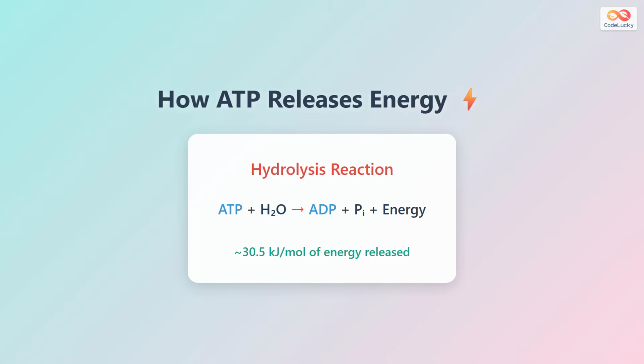ATP releases energy through a process called hydrolysis. During hydrolysis, a water molecule is used to break the bond between the last phosphate group and the rest of the ATP molecule. When this bond breaks, ATP becomes ADP, which stands for adenosine diphosphate, plus a free phosphate group labeled P sub i. This reaction releases approximately 30.5 kilojoules per mole of energy. This released energy is then immediately available to power various cellular activities, from muscle contractions to building new molecules.